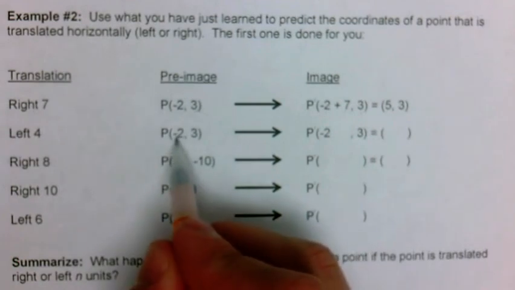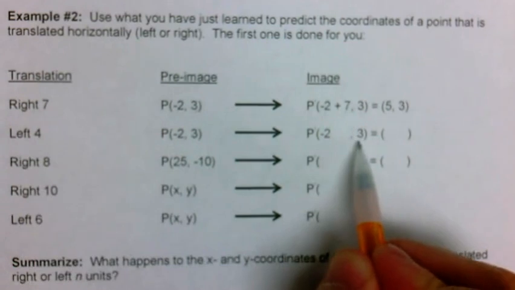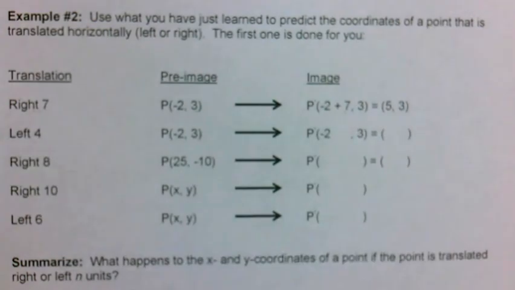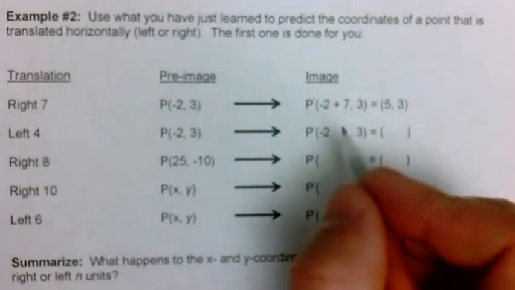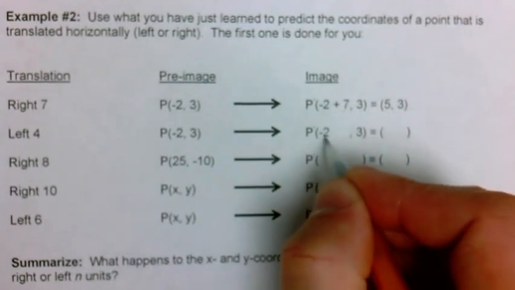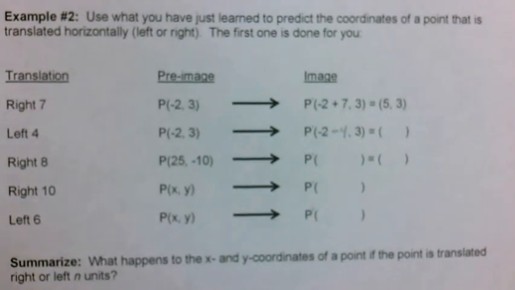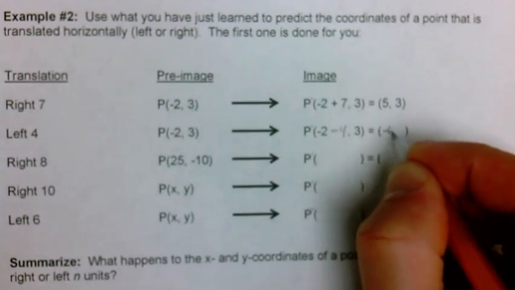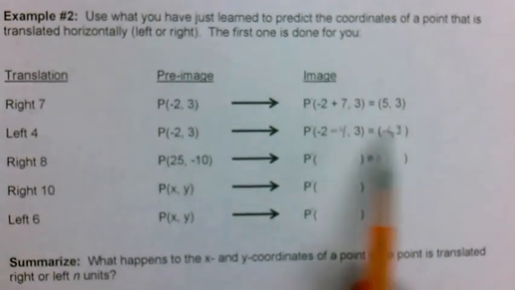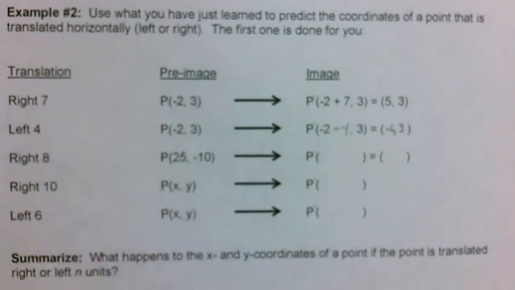What if we took the point negative 2, 3 and moved it left 4 units? Well, again, your y-coordinate of 3 is going to remain unchanged because the point did not translate vertically up or down. But since it moved left 4 units, we're going to take the previous x-coordinate, negative 2, and subtract 4 from that because it's going to the left. Negative 2 minus 4 is negative 6, comma 3 is where negative 2, 3 would translate if we moved it 4 units to the left.